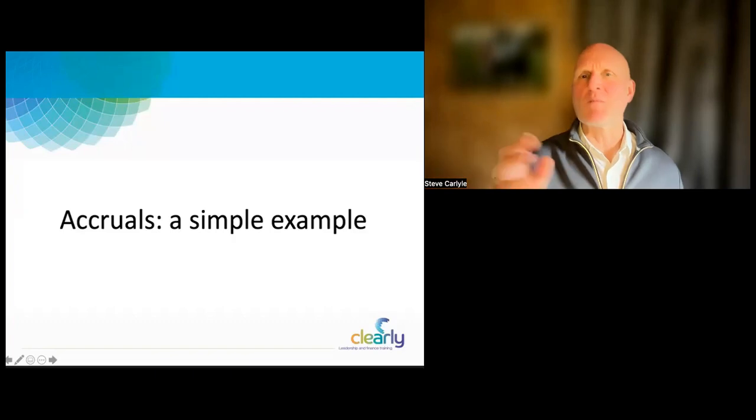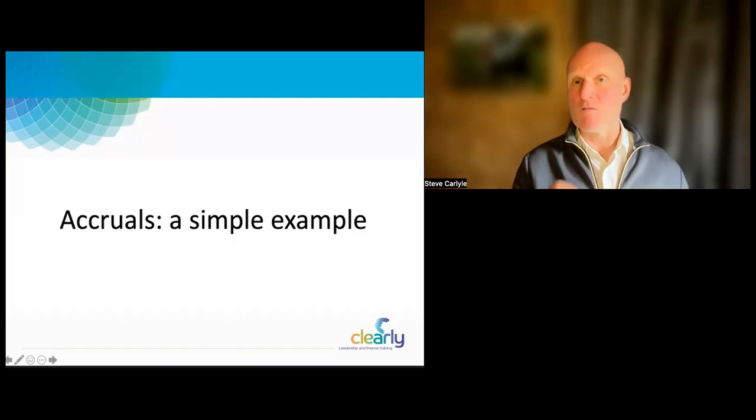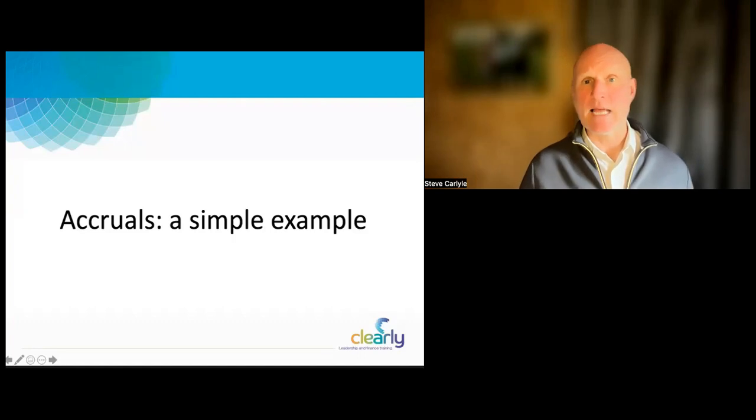Accruals is really important. In particular, it's important for preparing the profit and loss account. We also use it for the balance sheet, by the way, but it's in particular important for the profit and loss account. I'm going to focus on the profit and loss account and how it is different to the cash flow statement by using a simple example. I'm going to get on with that very shortly.